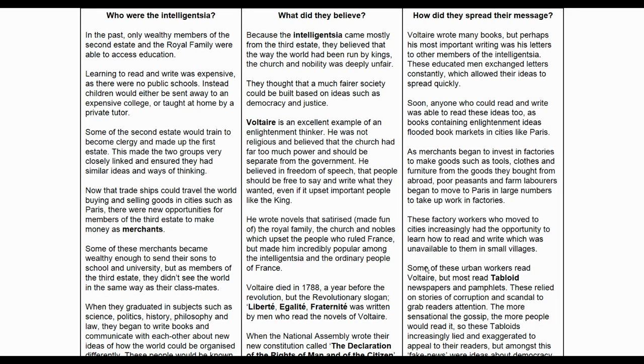Some of these urban workers read Voltaire, but most read tabloid newspapers and pamphlets. These relied on stories of corruption and scandal to grab readers' attention. The more sensational the gossip, the more people would read it. So these tabloids increasingly lied and exaggerated to appeal to their readers. But amongst this fake news were ideas about democracy, free speech, and justice.